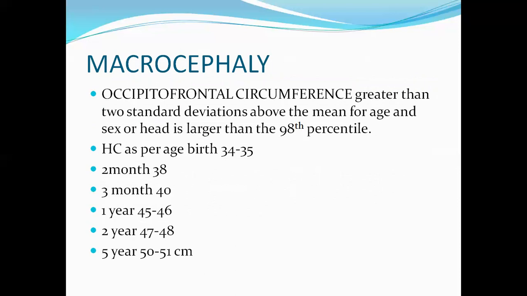Macrocephaly is an occipitofrontal circumference greater than 2 standard deviations above the mean for age and sex, that is, the head is larger than the 98th percentile. We get this from the growth chart. Head circumference at birth is 34 to 35 centimeters, at 2 months 38, at 3 months 40, and at 1 year 45 to 46, meaning the baby gains 10 to 11 centimeters in the first year. In the second year, only 1 to 2 centimeters, and at 5 years the baby has an adult head circumference of 50 to 51 centimeters.